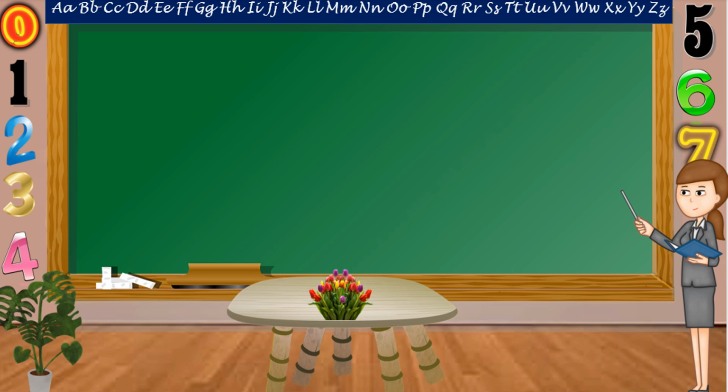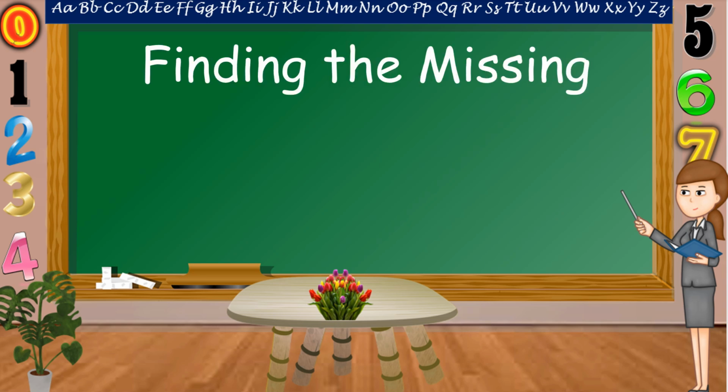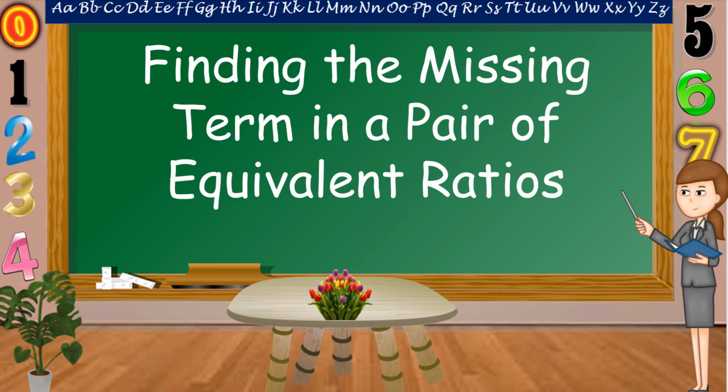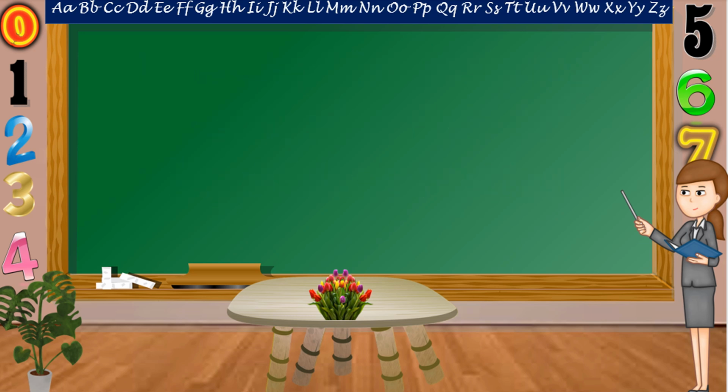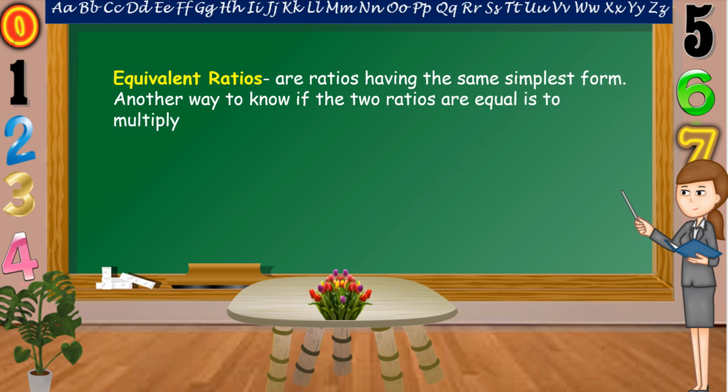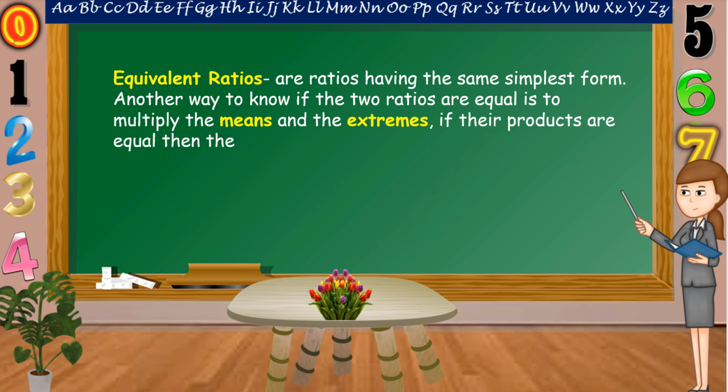Our lesson for today is all about finding the missing term in a pair of equivalent ratios. Let's define first what is an equivalent ratio. When we say equivalent ratios, these are ratios having the same simplest form. Another way to know if the two ratios are equal is to multiply the means and extremes. If their products are equal, then the two ratios are equivalent.